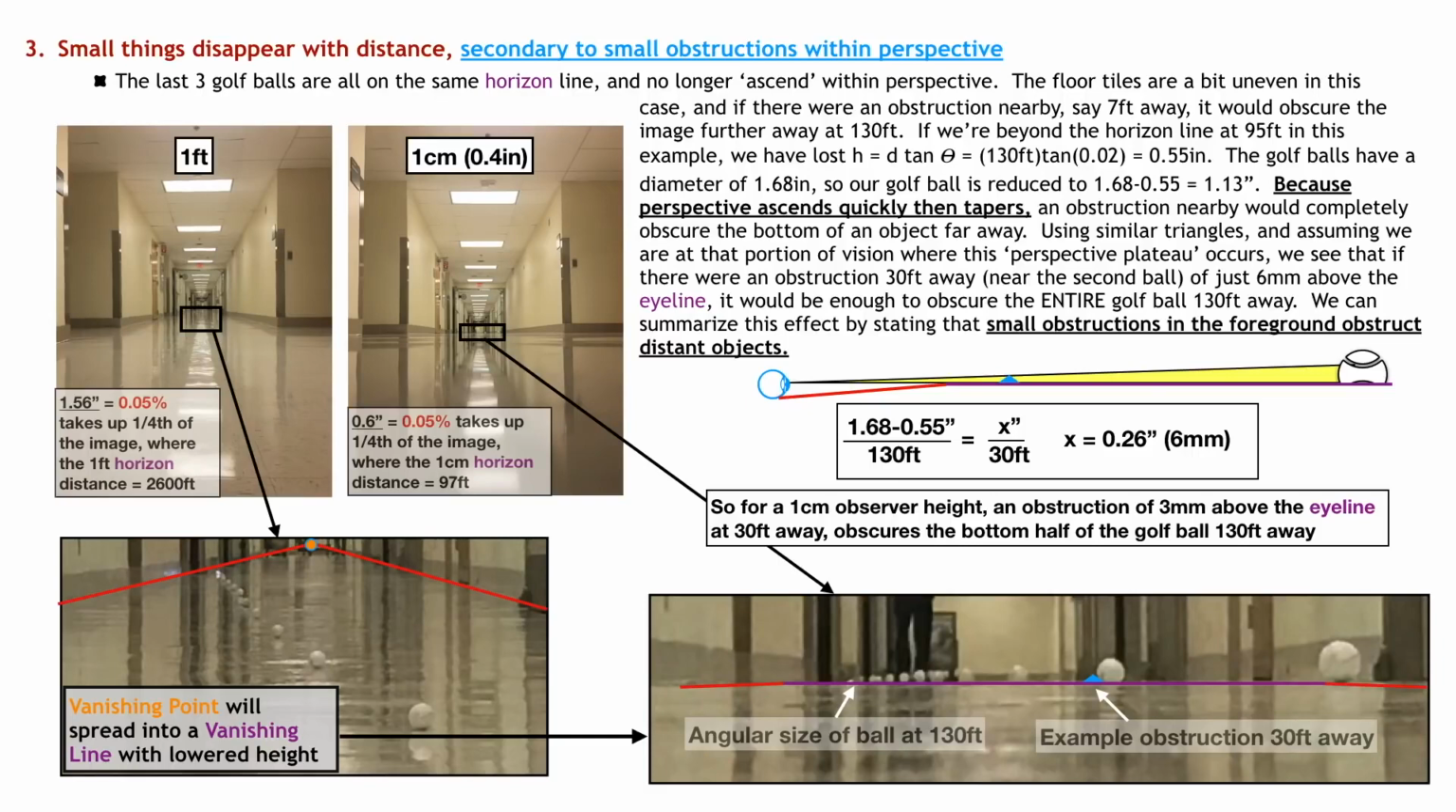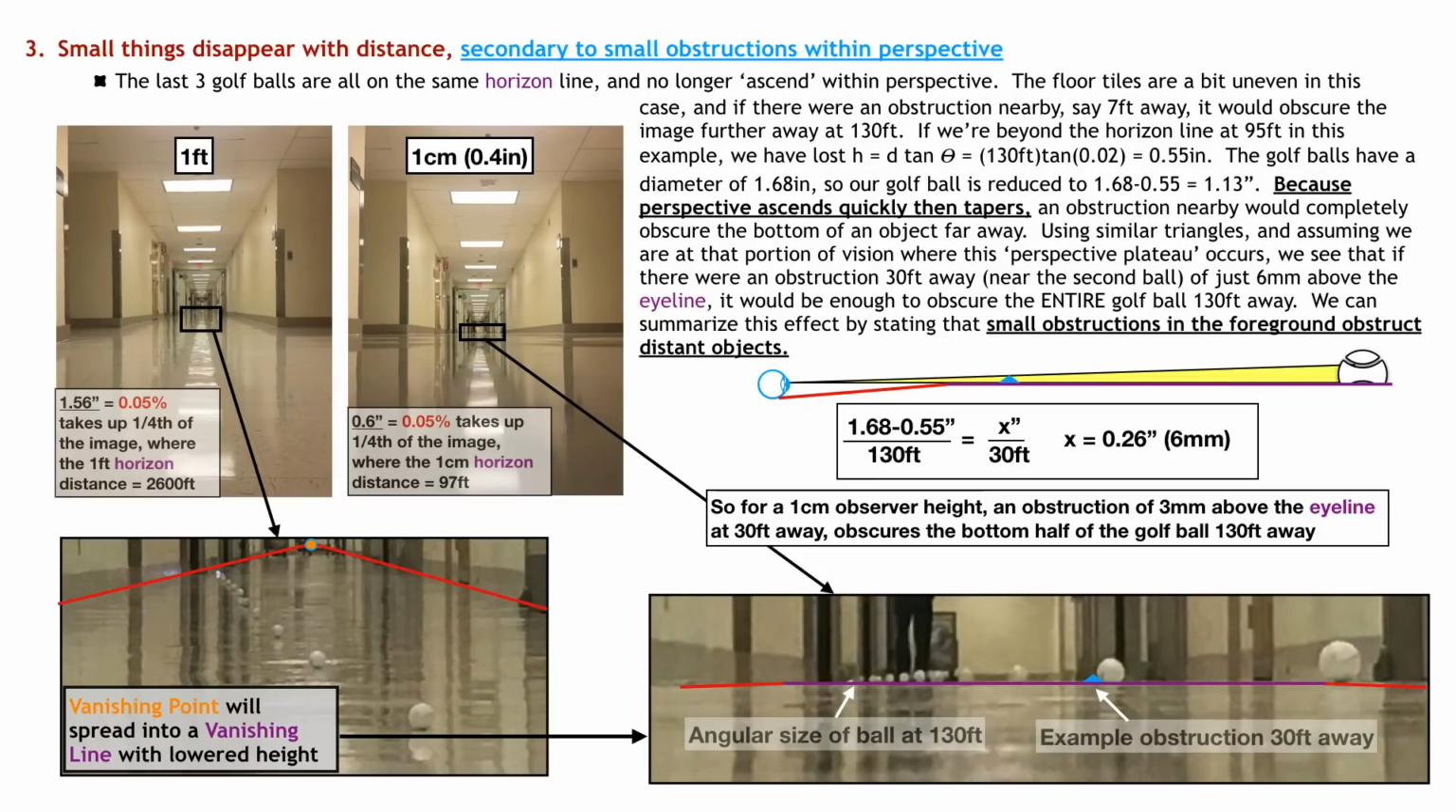And so we calculated that for the amount of the golf ball that would be missing at 130 feet, just from diffraction, we would get roughly 0.55 inches of loss, and that would give us a golf ball roughly 1.13 inches tall. And so that's why I've cut off the bottom of the golf ball in the diagram. So that's what we're looking at.